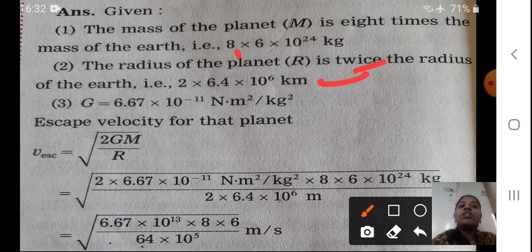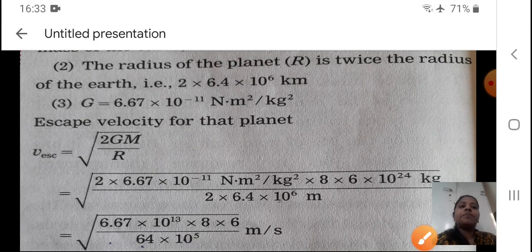Now the escape velocity for that planet, we'll use the formula, students. V escape is equal to root 2 G M upon R. All these calculations I want you to do in your notebook and see whether you get the answer. The calculation part is on you. So when I substitute the values, what answer am I going to get?